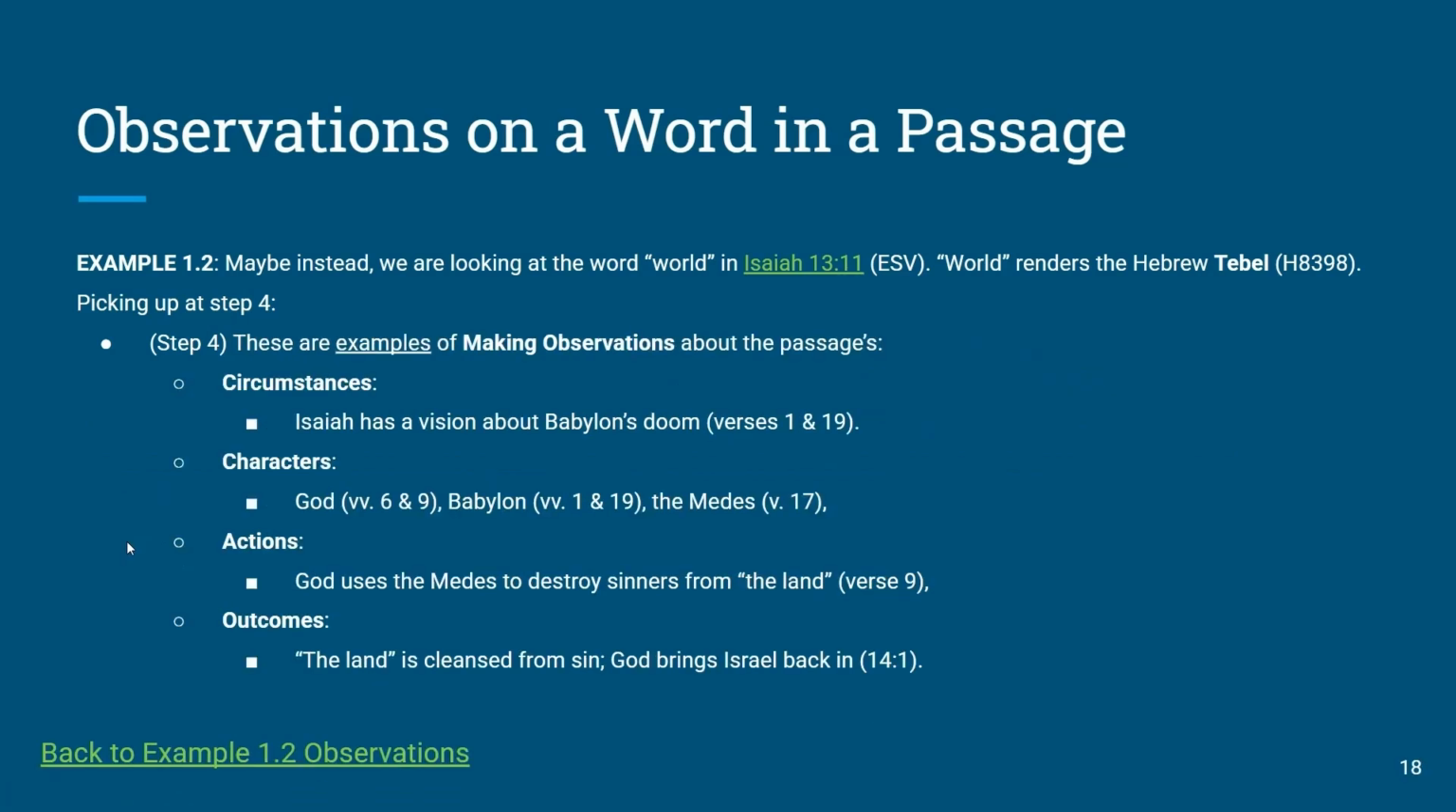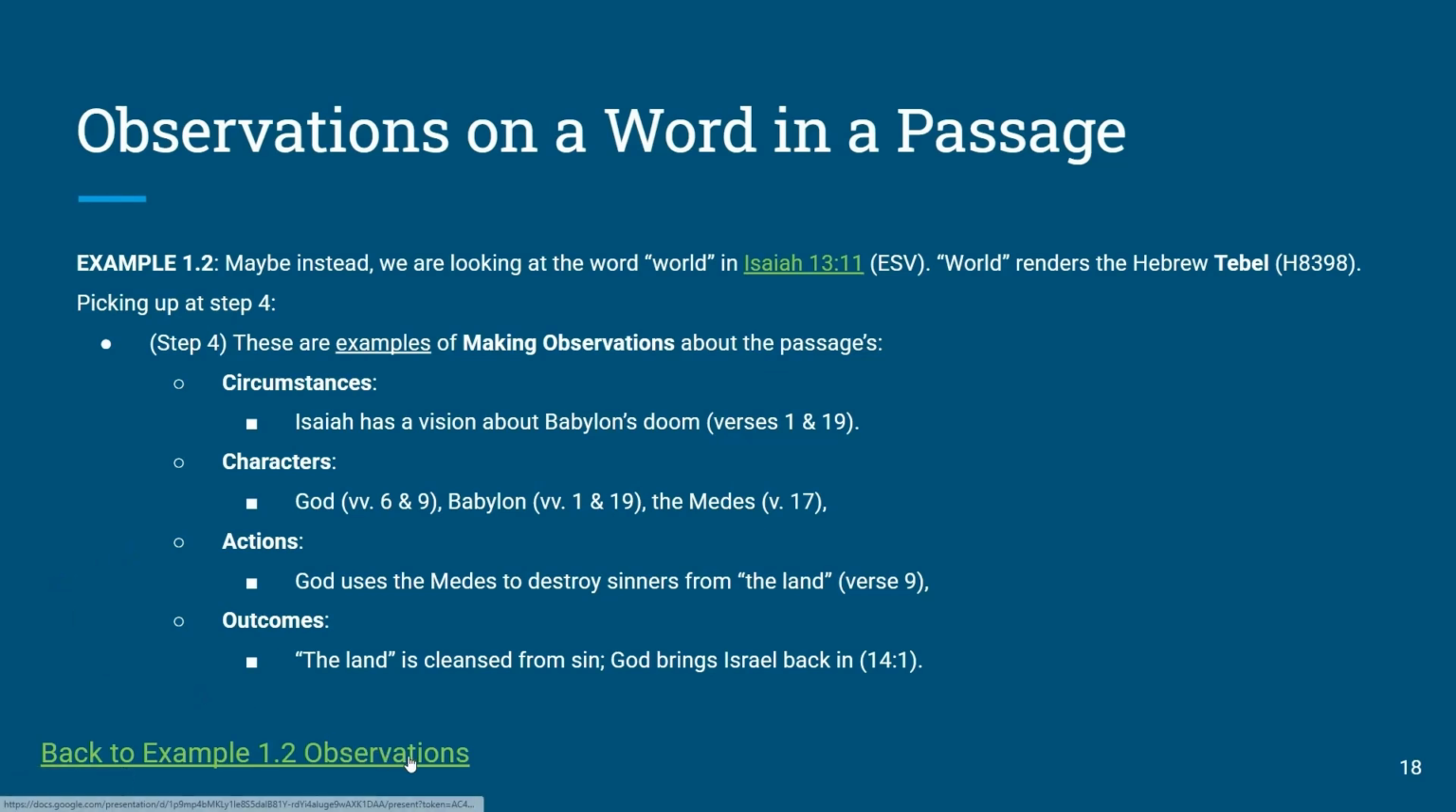In terms of actions, we could say that God uses the Medes to destroy sinners from the land. These sinners perhaps being Babylon. And the outcome is something that we don't actually see in this passage. We see it best in the next chapter's first verse. The land is cleansed from sin, and God brings Israel back in. These are great observations, but what do we do with these observations?